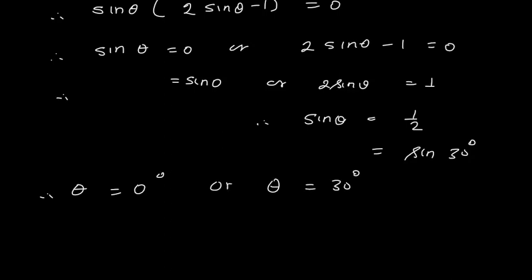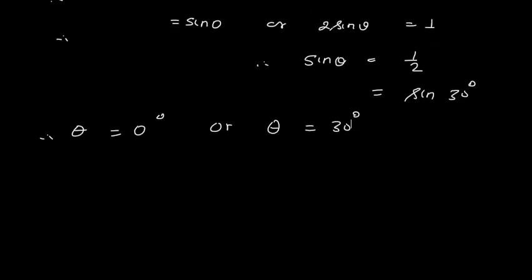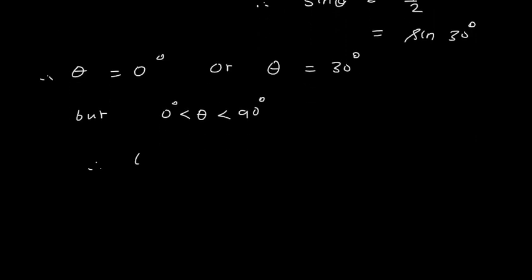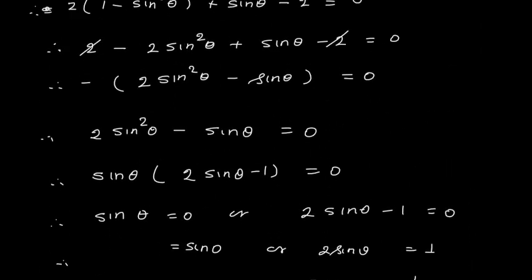Now theta is equal to 0 degree we cannot accept because theta is between 0 degree and 90 degree. So we cannot accept theta as 0 degree. So therefore your final answer is theta is equal to 30 degree. So theta is equal to 30 degree is your required answer.